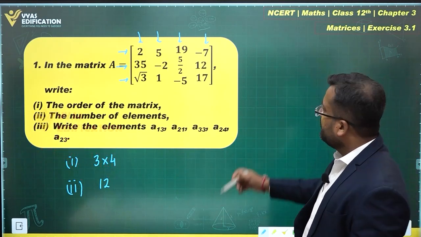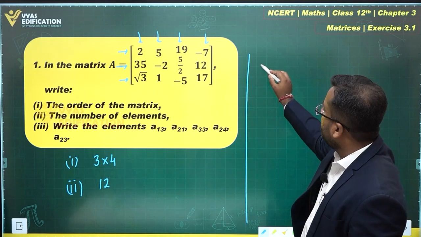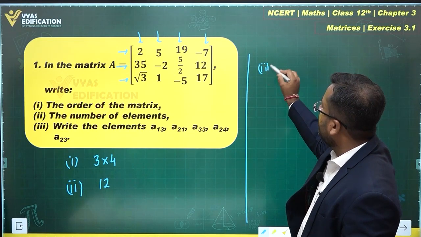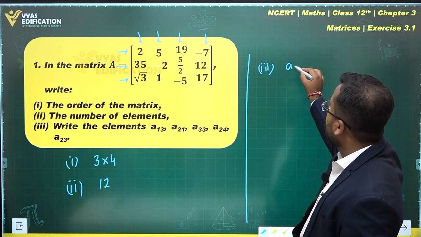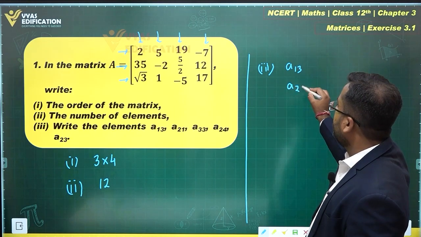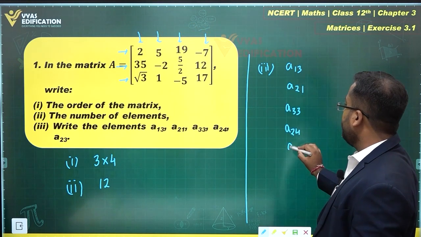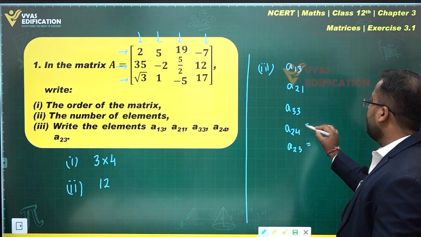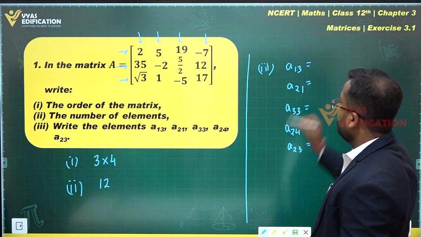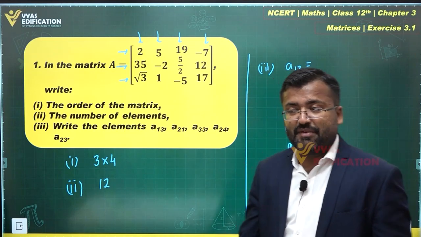What about the third part? The third part is also very simple. We need the values of these few elements, which are A13, A21, A33, A24 and A23. Let's try to find the values of these elements.